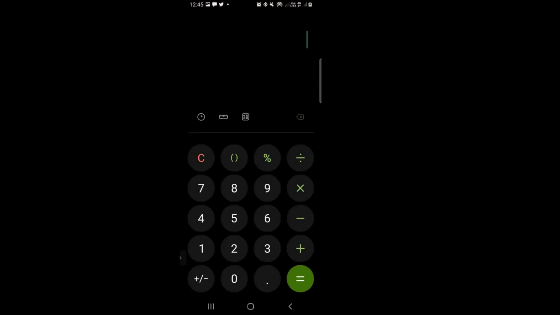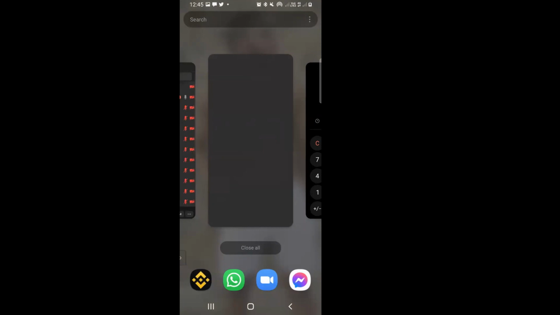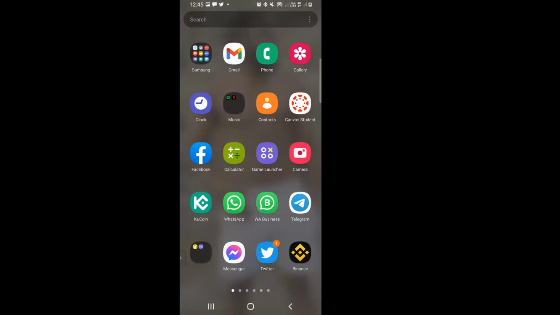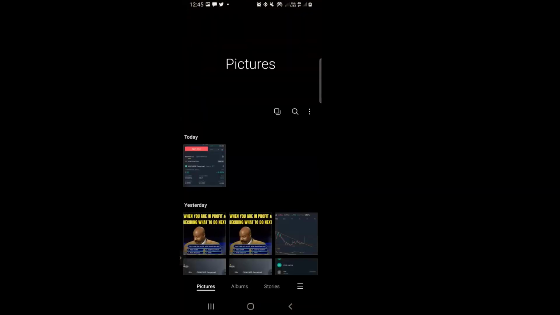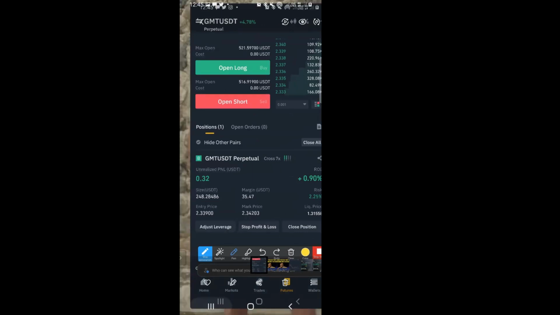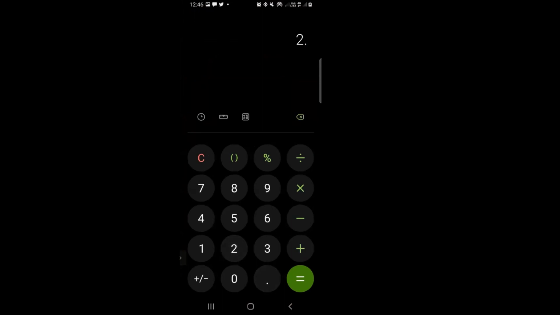I had a screenshot, I guess. Okay, here is the screenshot we had before. We made 0.32 cents as our profit. And then our entry was 2.3390. When we screenshotted this, it was 2.34203. So 2.34203 minus 2.3390. Are we correct?